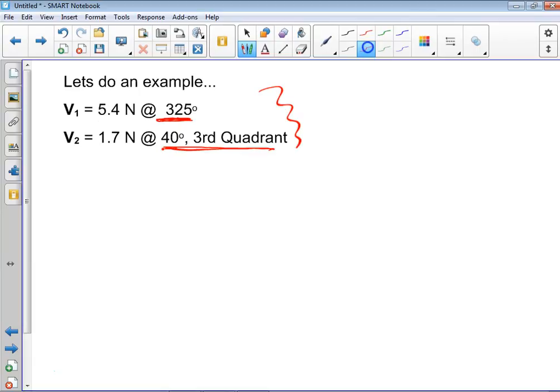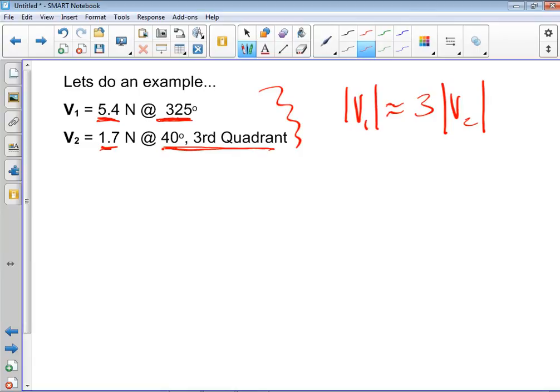And you'll notice that the magnitude of this one is larger than the magnitude of this one by more than double. I don't know about 3 times, but let's see how many times larger. 5.4 divided by 1.7. About 3, yeah, a little over 3 times larger. Okay, so that's good to know. So the magnitude of vector 1 is approximately, squiggly equals means approximately, 3 times the magnitude of vector 2. So that would give us an idea.